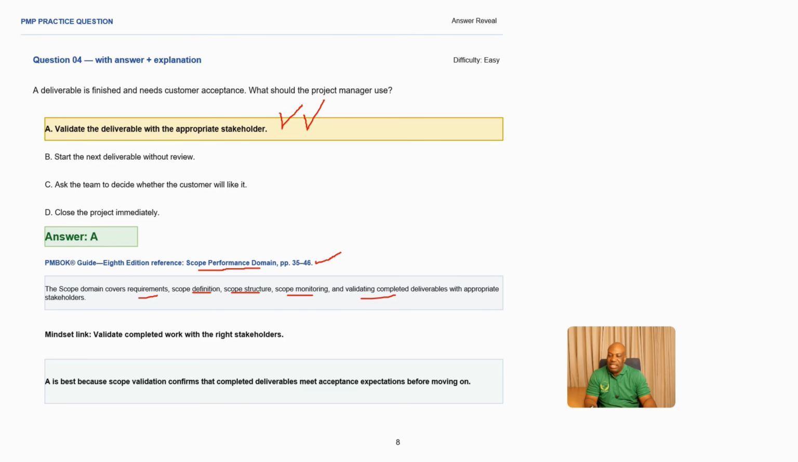So what is the mindset that is applicable also in this scenario? You need to validate complete work with the right stakeholders. This is very important. If you need your deliverable to be accepted, then you must go to the right stakeholders so that they can validate the work. Making A the best answer because scope validation confirms that completed deliverables meet acceptance criteria before moving on. So B, the best answer. Sorry, A, the best answer in this scenario.